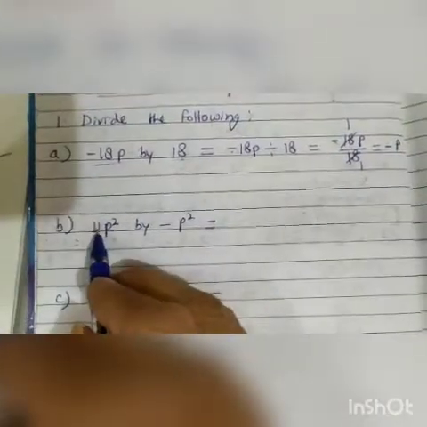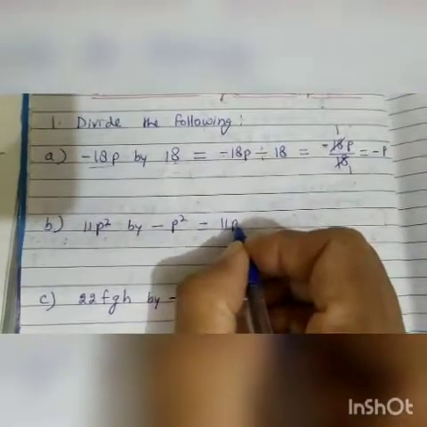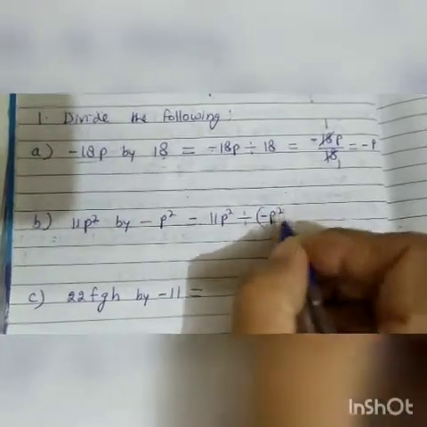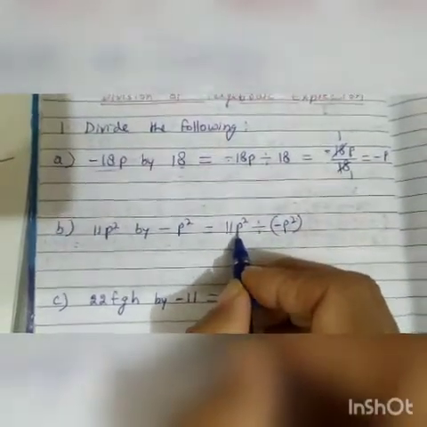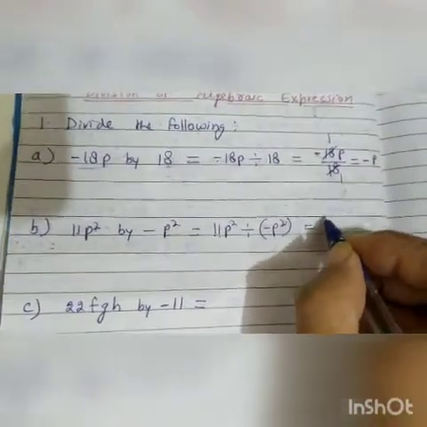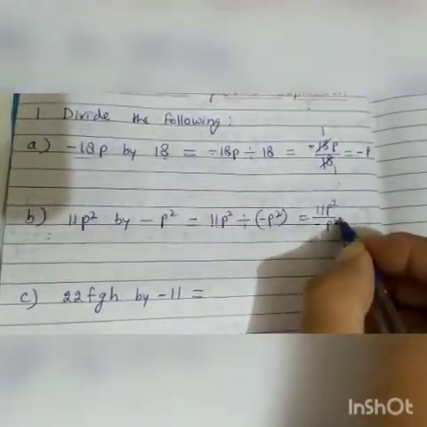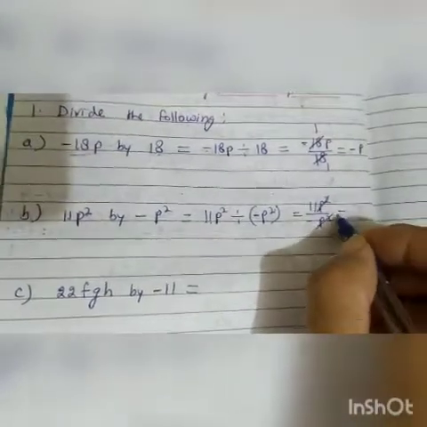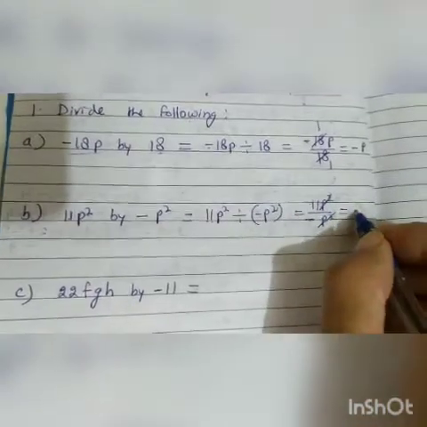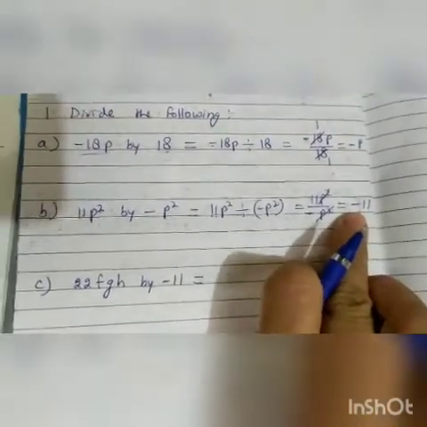Second part is 11p square by minus p square. Here we have to divide this 11p square by minus p square. We can write it like this. Again write it in the form of p upon q. 11p square upon minus p square. Here p square is cancelled. This minus sign we will write with 11. So the quotient is minus 11. Answer is minus 11.